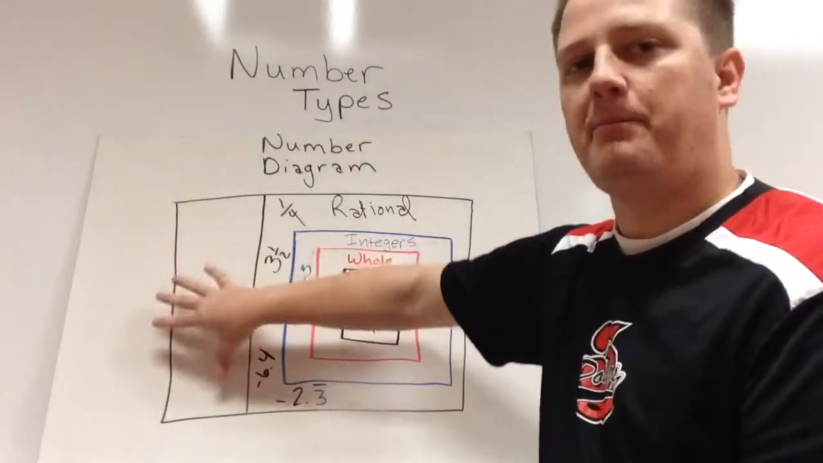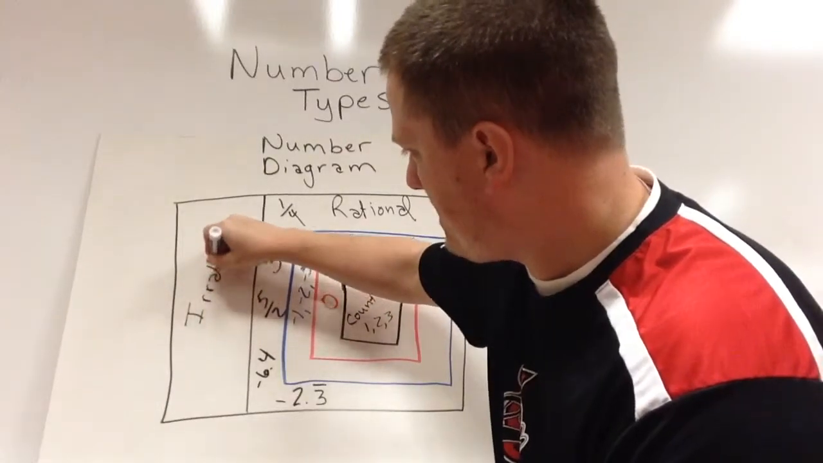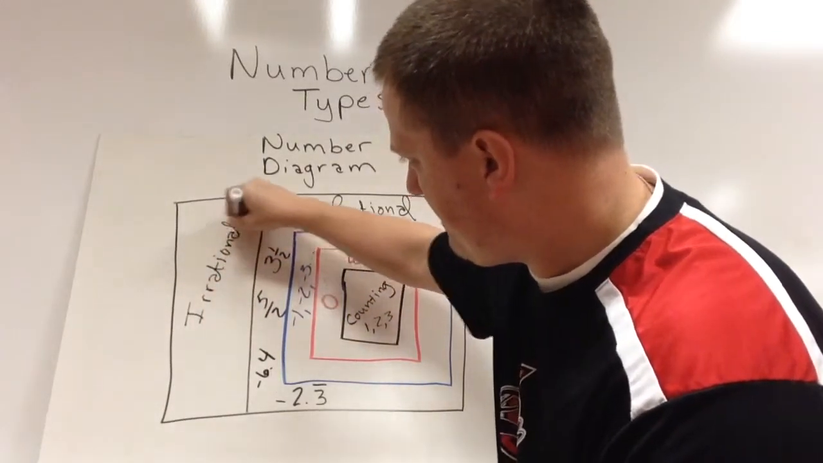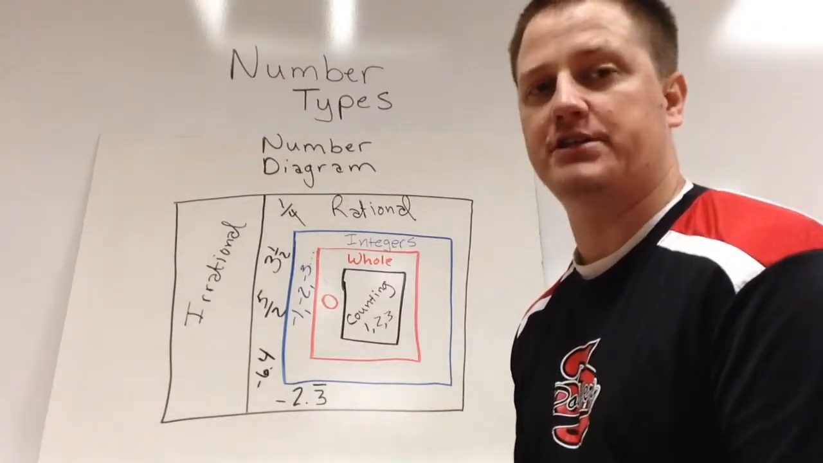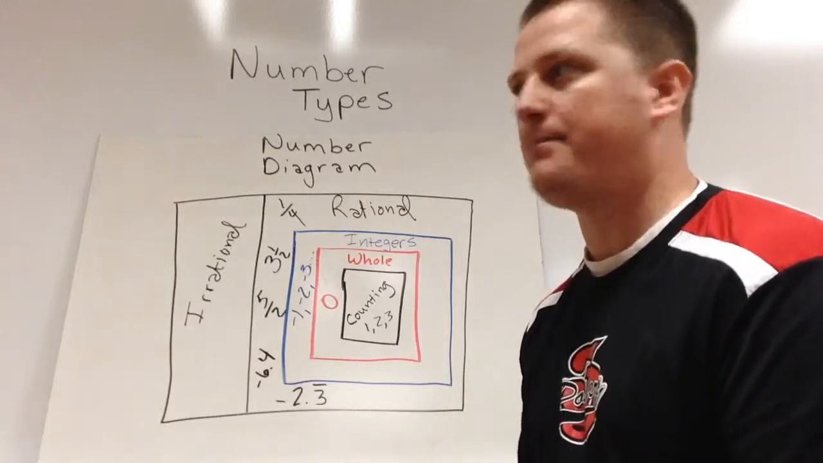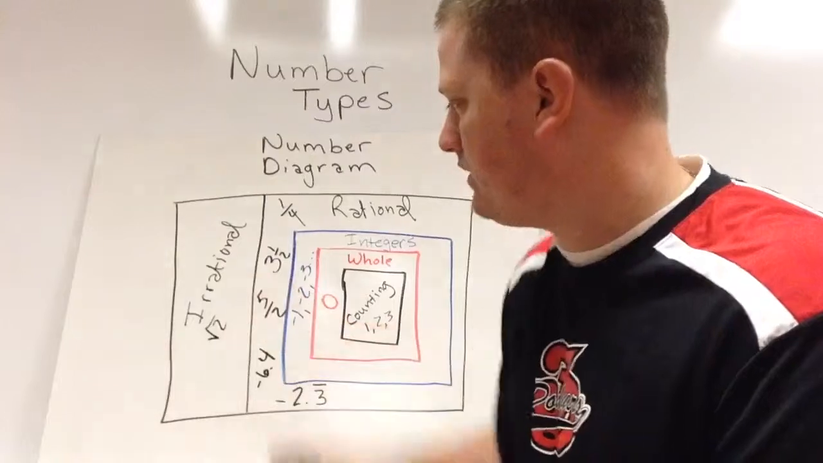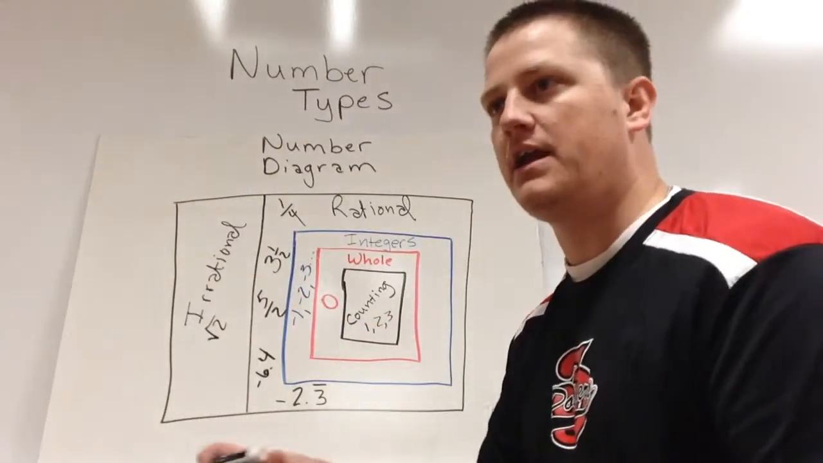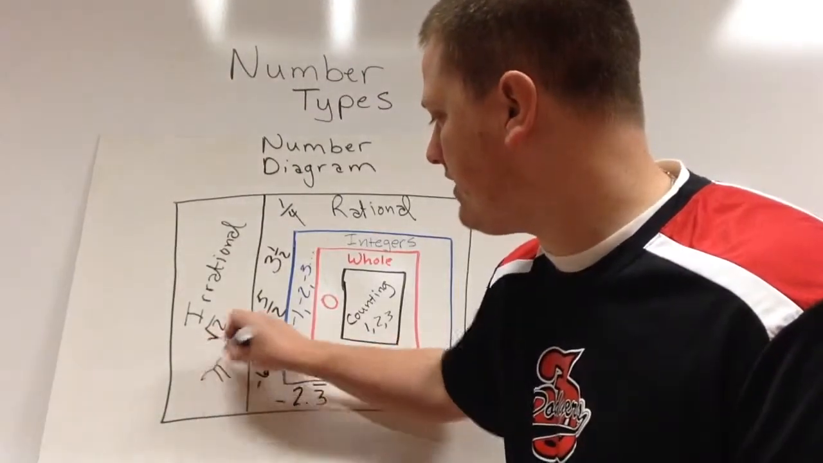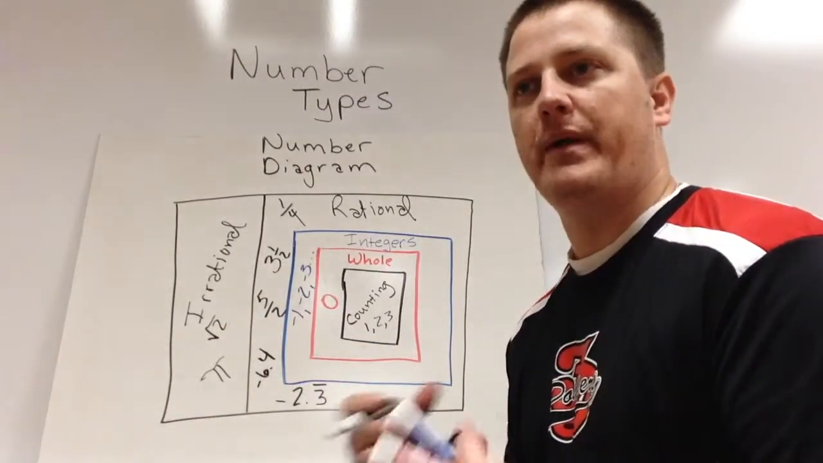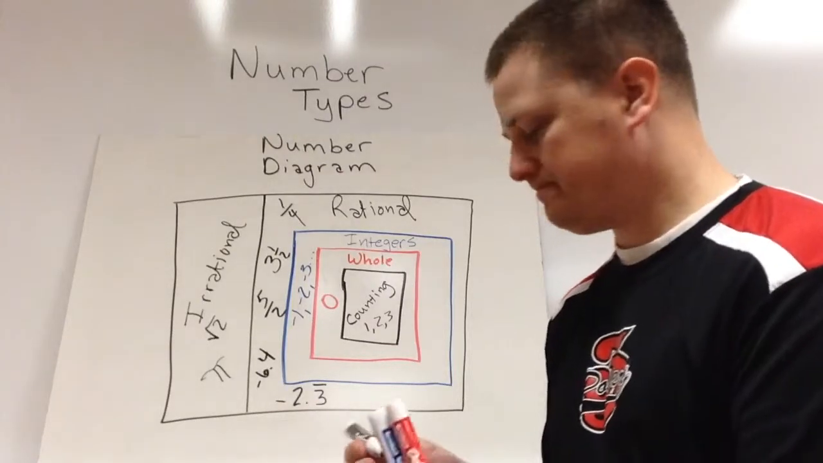Then there's another separate side over here, which are called irrational numbers. These numbers cannot be made into fractions. So these are decimals that never stop. Some very common ones are things like the square root of 2, which if you type that into a calculator, you get a decimal that goes forever. It never stops. And then pi is another very common one. 3.14 is a rounded version we use for pi. It actually goes on forever.